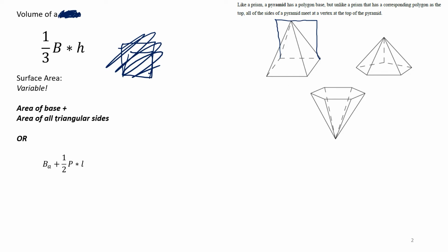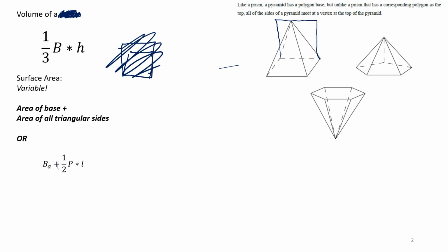The surface area, there are 2 different ways to do it. You can find the area of the base and then find the area of one triangular side and multiply that times the number of triangular sides there are. Or you can find the area of the base and add 1/2 times the perimeter times L, which is the slant length. Now you need to have the slant length for either method, so it doesn't really matter, and you'll see that in a second.